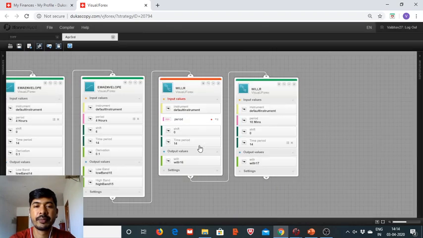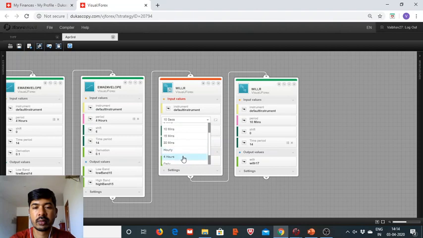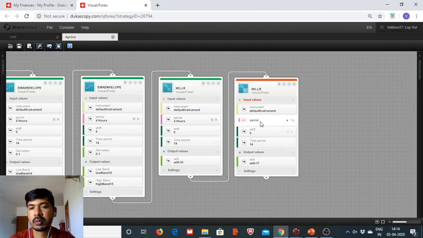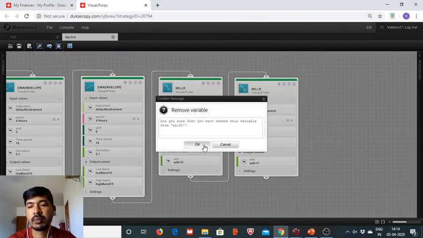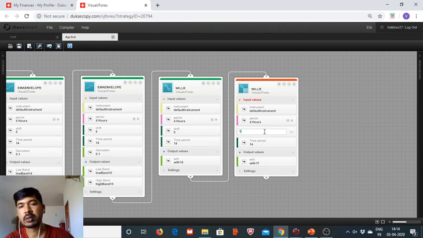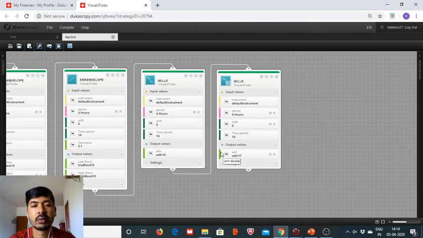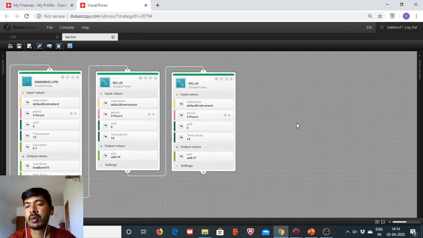Percentage time period is 4 hours. Shift 0 and shift 6. Okay, it looks good. Now we need to bring in the min-max blocks.